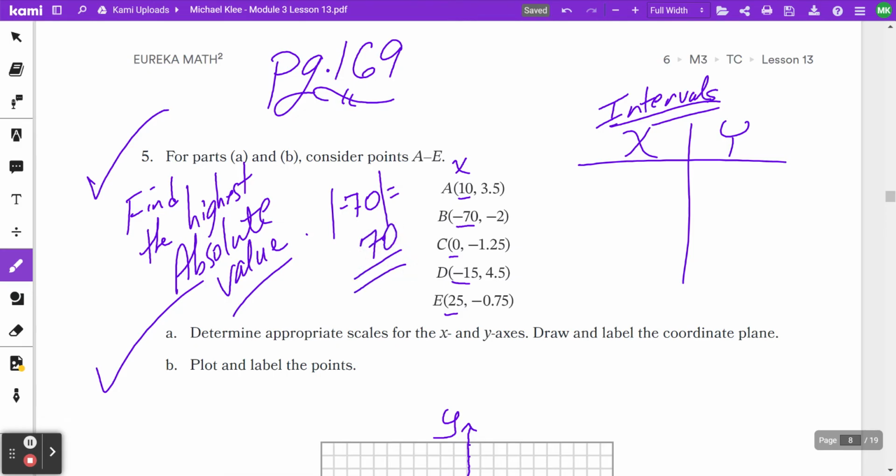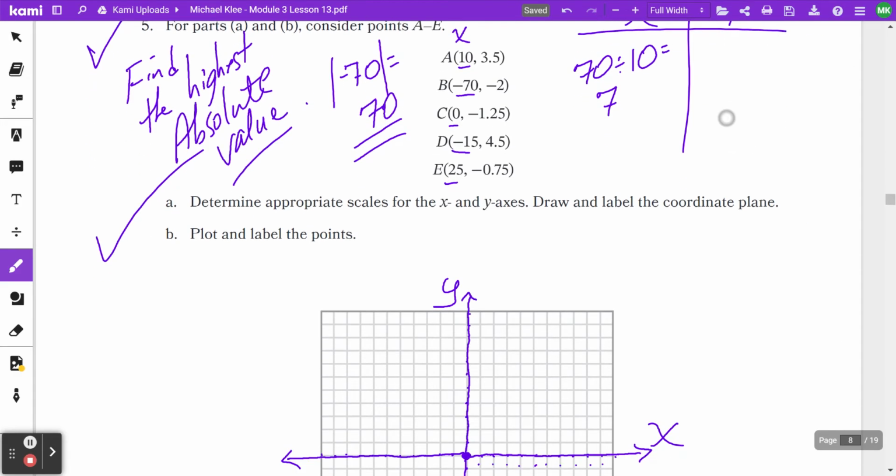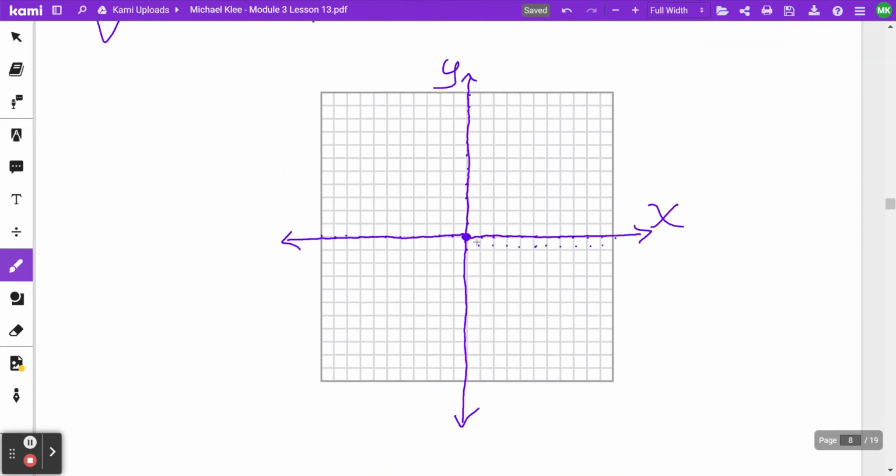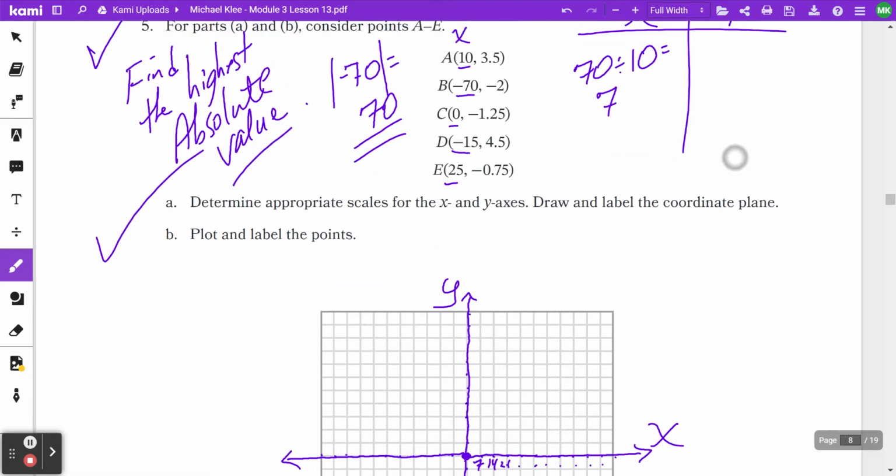Now here's what I like to do. I'll take that 70 and I'll divide it by the amount of boxes I have to work with. So if I have 10 boxes, I really have 11, but let's say I have 10. I get 70 divided by 10 as 7. So that means I can take each of these guys and start counting by sevens, right? 7, 14, 21. But just hold on a second here.